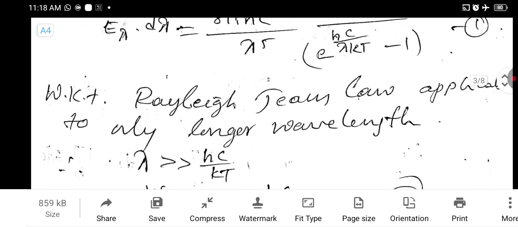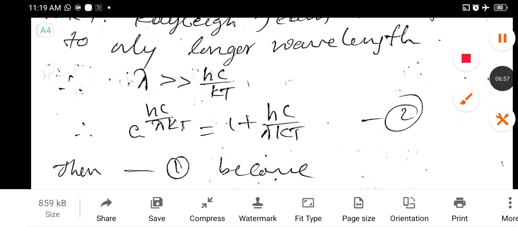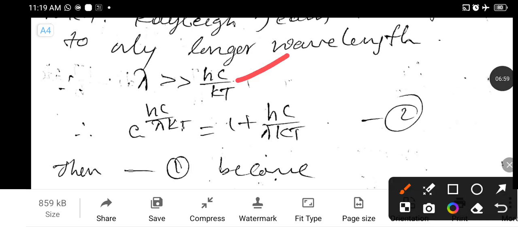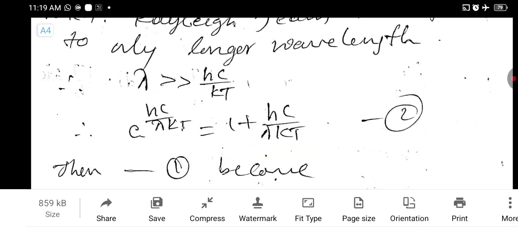We know that Rayleigh-Jeans law is applied only for longer wavelengths. So the wavelength λ is much greater than hc/kT. So e to the power of hc/λkT is approximately equal to 1 plus hc/λkT. Then we replace e to the power of hc/λkT with 1 plus hc/λkT in equation 1.